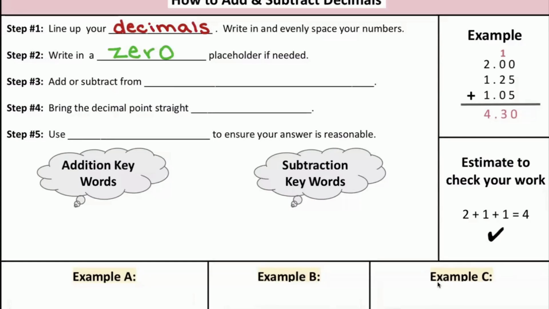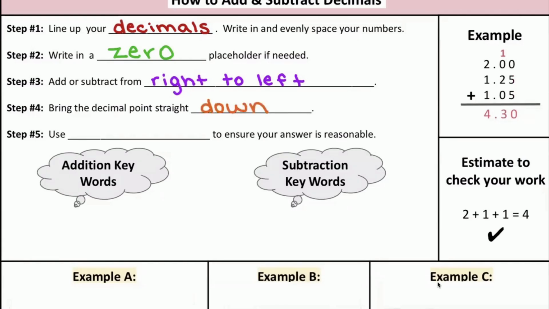Step number 2, write in a 0 placeholder if needed. You can see in this example, originally we were just adding 2, but to keep our decimals lined up, I added in 2 zero placeholders to make sure everything was super neat and organized. Our next step, step 3, is to add or subtract from right to left. So in our example, the first thing I did is I added 5 plus 5. Okay, so you start on the right-hand side, and we'll practice this in just a second.